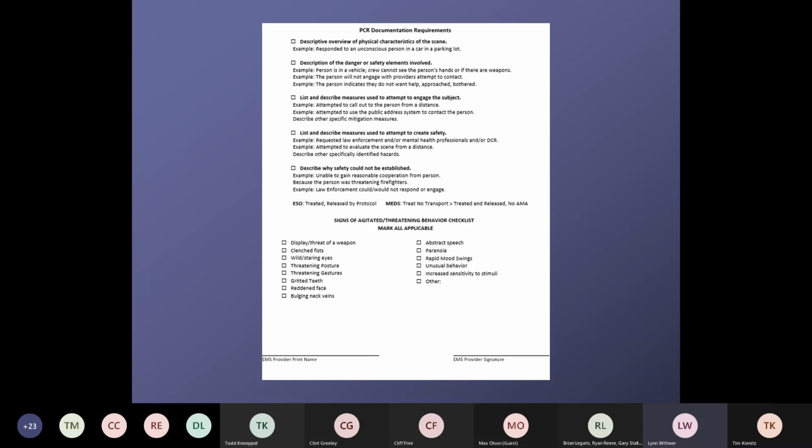That's kind of threatening gestures, threatening posture, gritted teeth, bulging neck veins, reddened face, abstract speech, paranoia, mood swings, rapid mood swing, unusual behavior, increased sensitivity to stimuli. So a lot of stuff. We're asking you to do more documentation than usual. We're going to be reviewing these and keeping a list of encounters and attempts to deal with law enforcement.